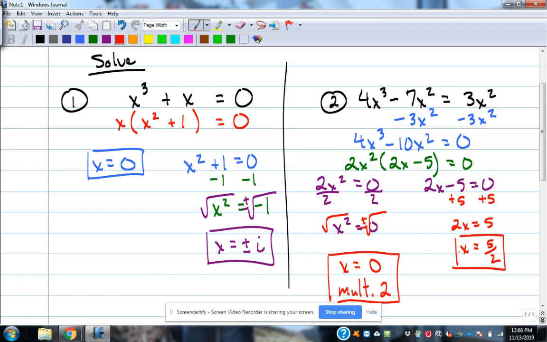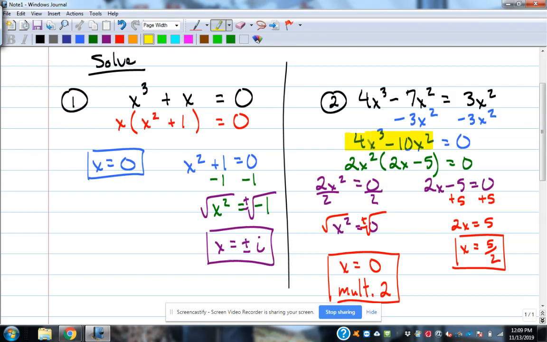Now, let's relate that back to the idea of the graph. What is the graph doing at 0? Bouncing off the x-axis, because the multiplicity of 0 is what? 2, which is an even number. So if the multiplicity is even, it's going to bounce off the x-axis. What's it doing at 5 over 2? Crossing the x-axis because the multiplicity is odd. It's 1. What polynomial am I graphing to check that with? The one that's equal to what?